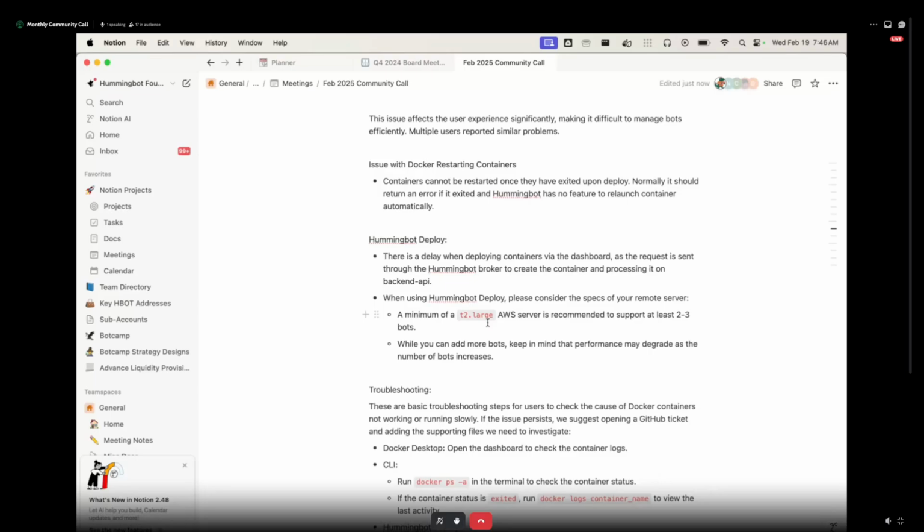So instead of having, let's say, 5 instances running, which are each a separate instance of Hummingbot, you can have one instance of Hummingbot running one script, and that script has five different controller configurations defined in it.